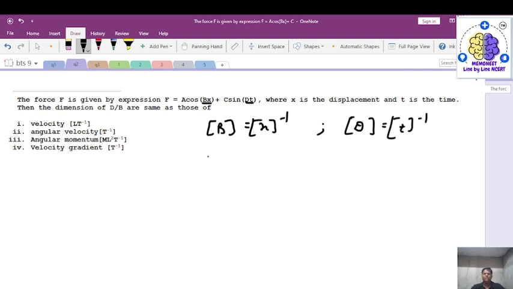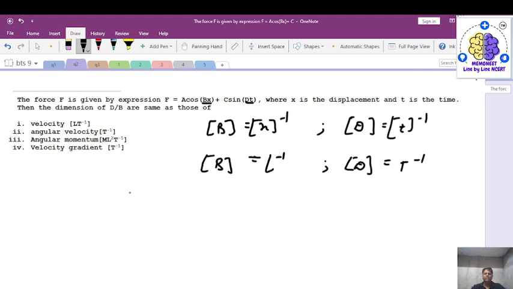So from here we can say that the dimension of b is L inverse, because x is displacement, and the dimension of d will be T inverse, because t is your time as given in the question.